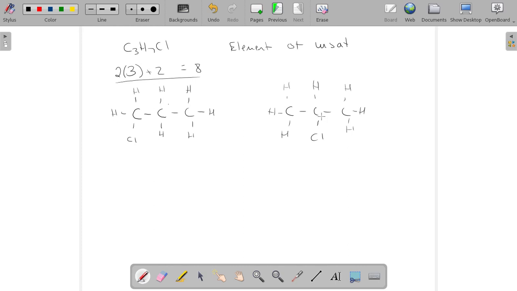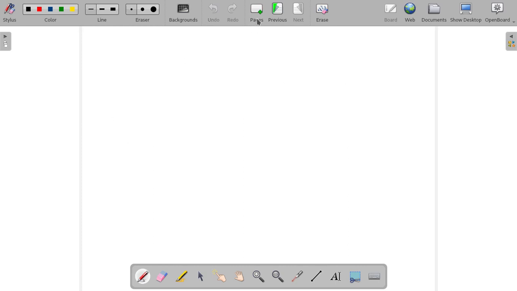All right, so let's take this a step further. I'm going to add 2 more hydrogens to this, 1 more carbon, and another chlorine. So how about we just add 1 carbon? Yeah, let's do this. How about C4H8Cl2?